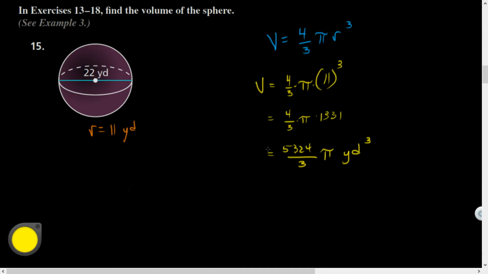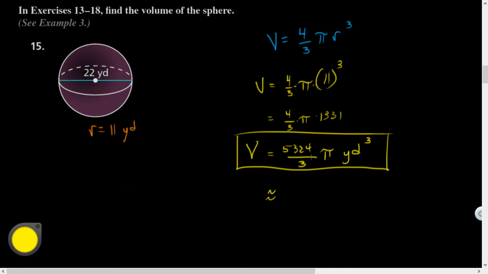All right, I can't reduce that fraction. And how did I know I couldn't reduce that fraction? Does anyone know how? 3 is a prime number, and cubing 11, its prime factorization is just 11, 11, 11, and those cannot be divided by 3. So I didn't even need to bother trying to reduce that.